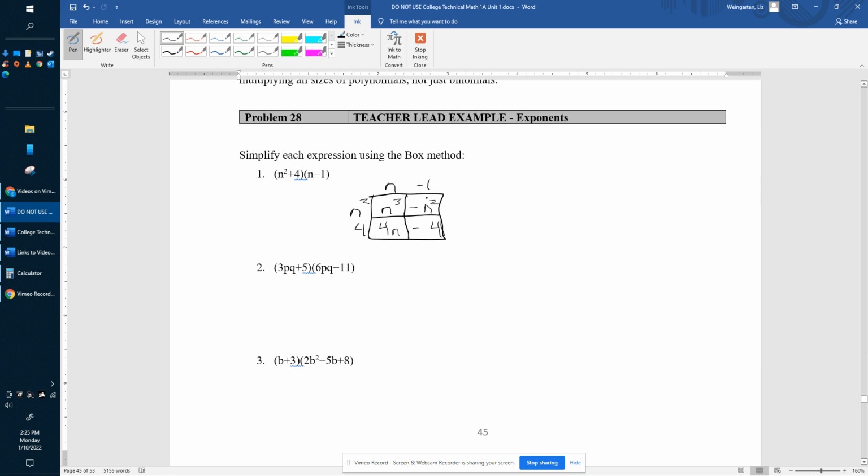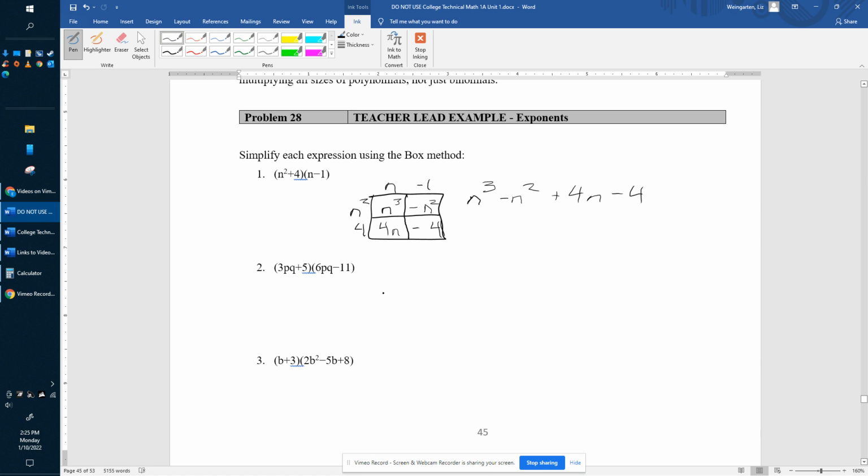So we don't have any like terms. We have an n cubed, we have an n squared, we have an n, we have a negative 4, so we just write it all out like this. Start with the highest power, end with the lowest power. So we'll write them in order: n to the third minus n squared plus 4n minus 4. No worrying about combining like terms on this one. It'll be different with the next one.